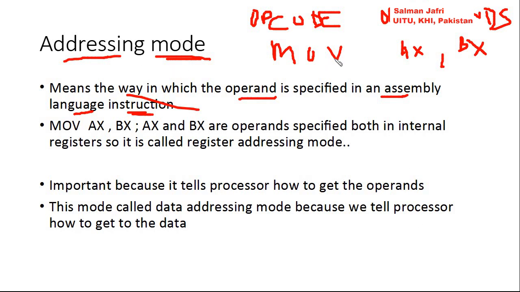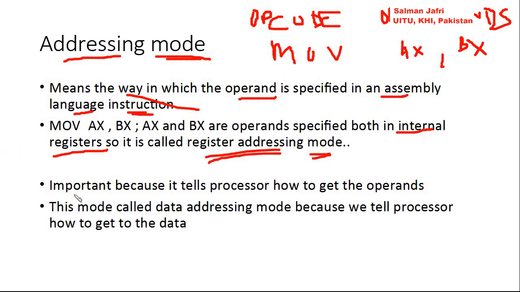In this example instruction, we are specifying that the source as well as the destination of the data is an internal register. Source is BX and destination is AX. Since both of these operands are registers, this is an example of register addressing mode, because the operands are specified in the registers BX and AX. One of the fastest and most efficient addressing modes is the register addressing mode.